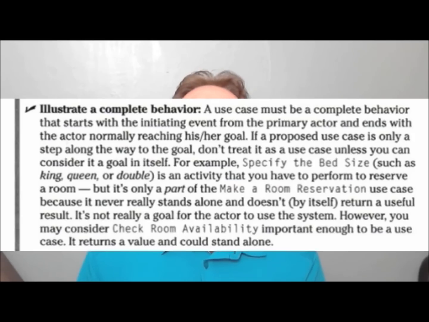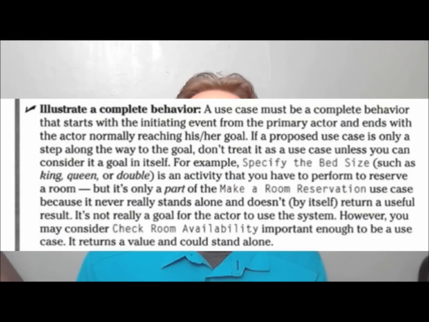Choose a good name, make it an action verb phrase. Illustrate a complete behavior is the second rule. The whole point of a use case is that it's complete behavior, starting with the initiating event from our primary actor and usually getting us all the way to our goal.